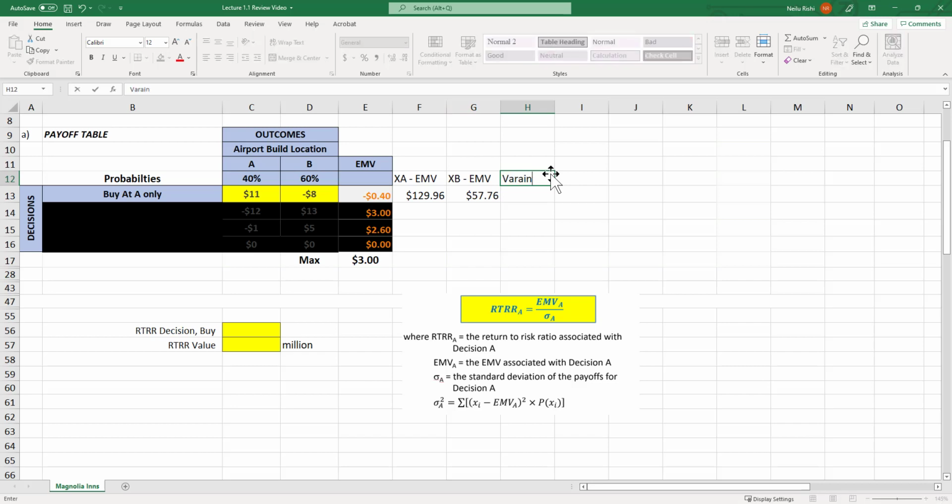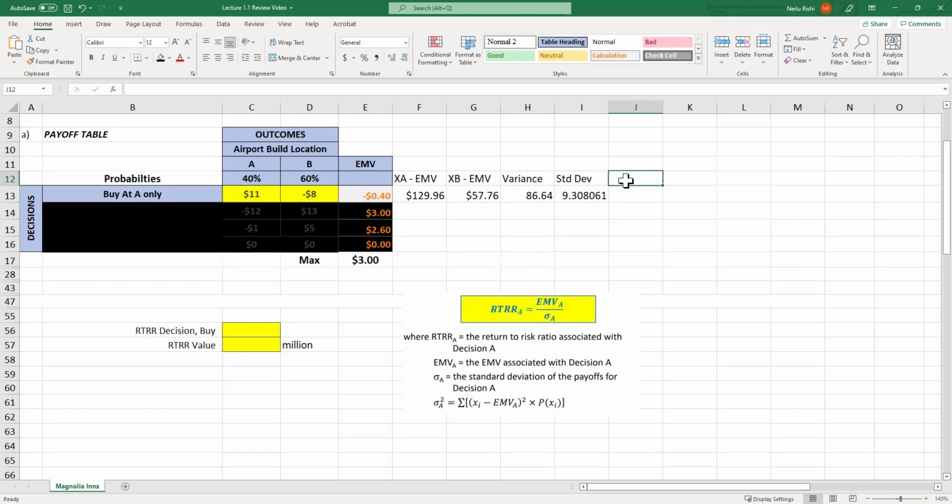So to get my variance, which is the squared standard deviation, I would take the sum product of these two values against these probabilities. And because I'm going to do this through a whole table, I'm going to lock in the references for the probabilities, the 40 and the 60%. I'll be able to drag that down. So now I have the variance. From that, I can get the standard deviation, which would be the square root of that variance. And now I have the standard deviation.